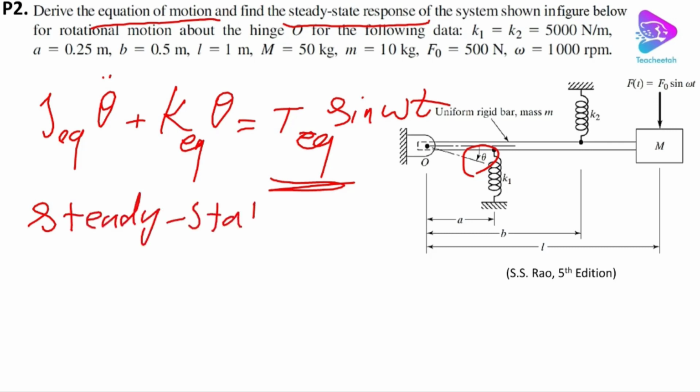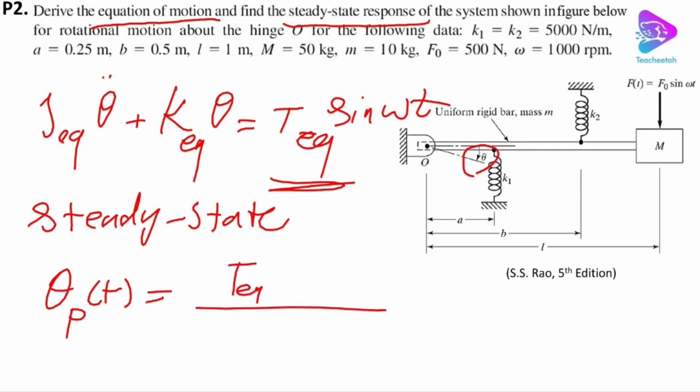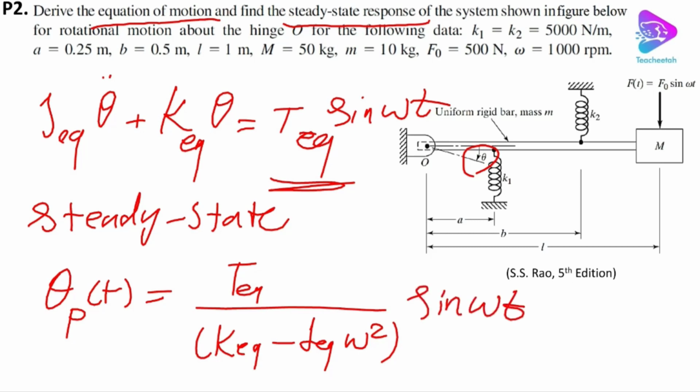For the steady state response of a single degree of freedom system, when there is no damping, we already know that theta, or the particular solution, is equal to T equivalent divided by K equivalent minus M, or J equivalent, omega squared. So something like this. This is the amplitude, times sine omega t. Why sine? Because sine is the term for harmonic excitation.